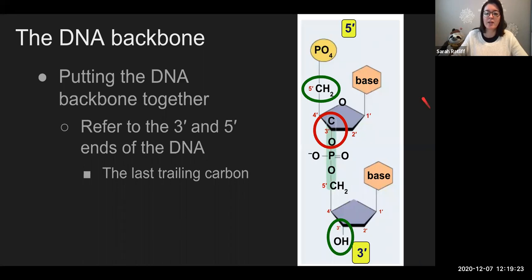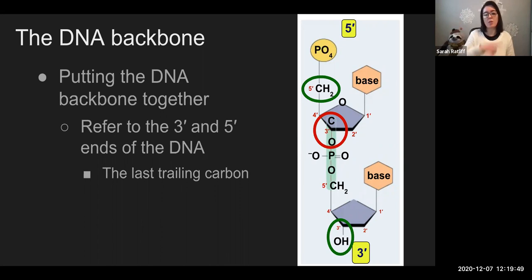So looking at our diagram, it's a little bit small, but right here, we're going to start at our base. So our A, C, G, or T, our nitrogenous base here. That is connected to our sugar, in this case, our deoxyribose sugar. That is our first carbon. We're going to start our carbon counting there. So that's called 1' carbon. There's a little apostrophe, that means prime. We're going to start there.